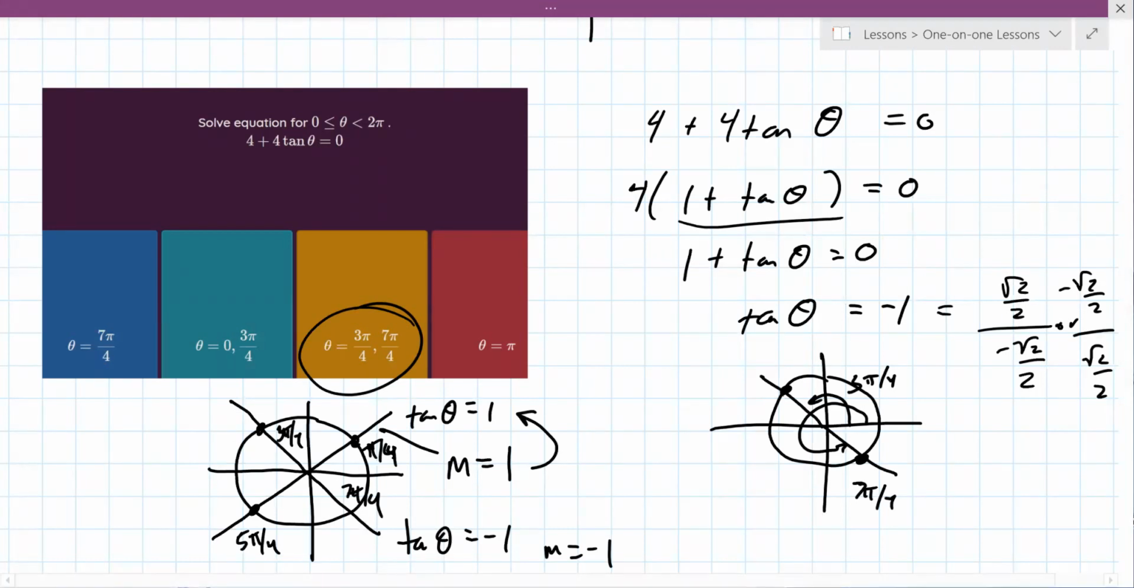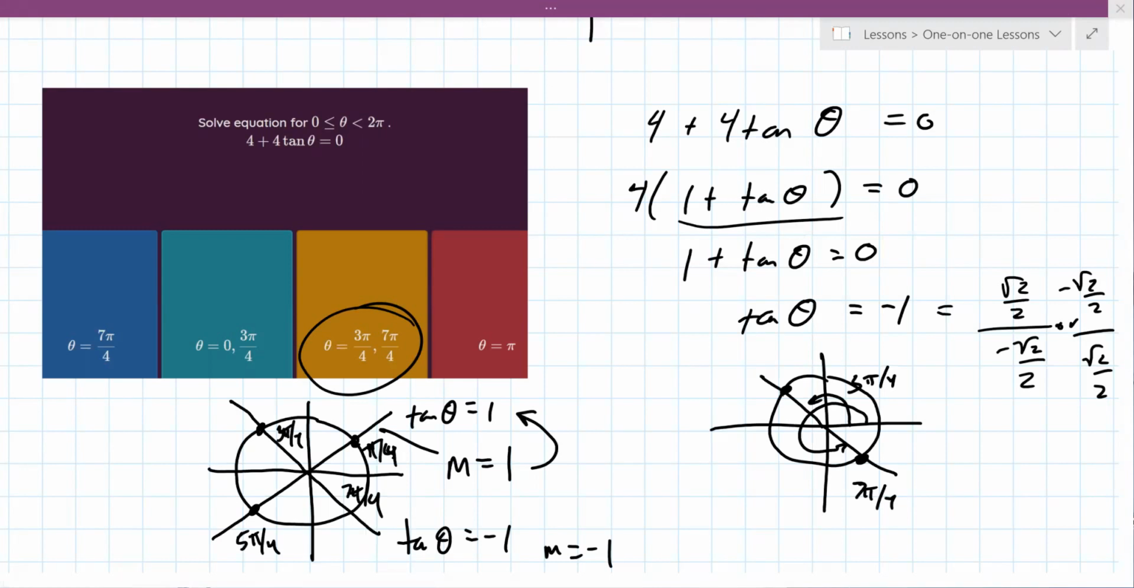Is there another type of thing that's kind of like this with tangent, where it's at a different place on the unit circle? No, these are the nice places for tangent. So that's all you've got.